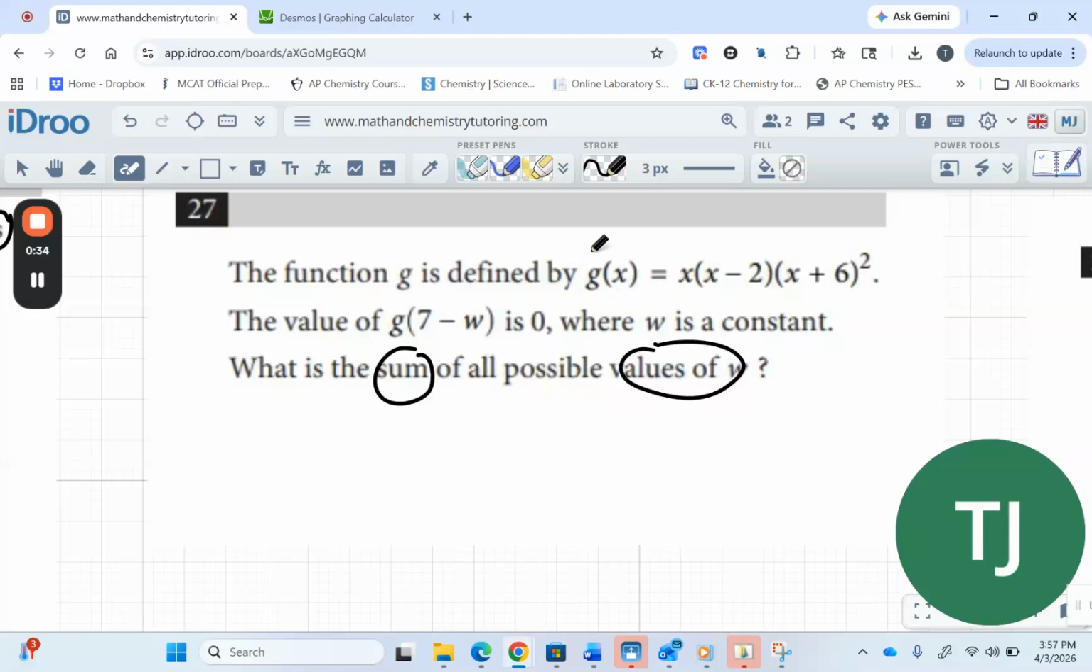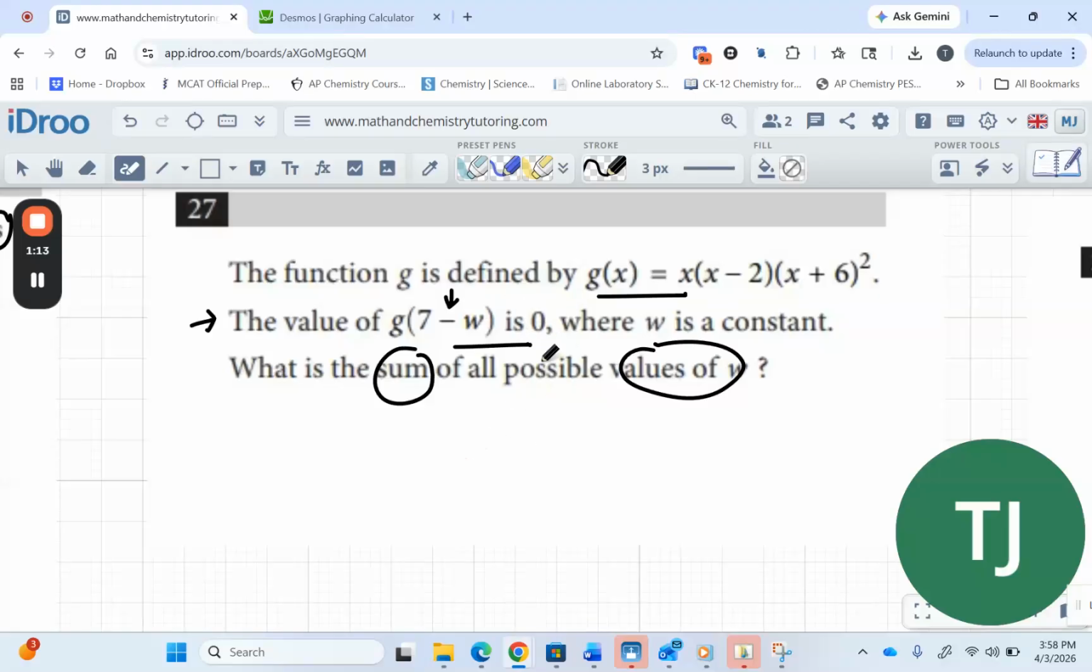So a very typical SAT question, you're not only getting the actual value, you're also going to do something else with them. So this is what we're going to do, right? You have a function, and then there is other information provided to you. Like in this example, it's g of 7 minus w is 0. Every time you see an expression or a number inside the parentheses, that replaces your x. And it's stated here that once you replace your x with that, it's equal to 0.